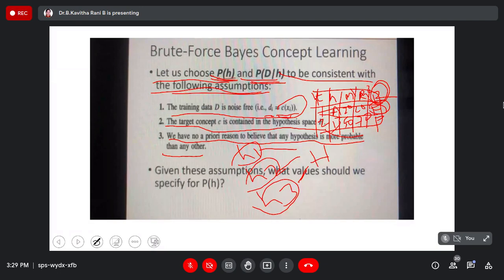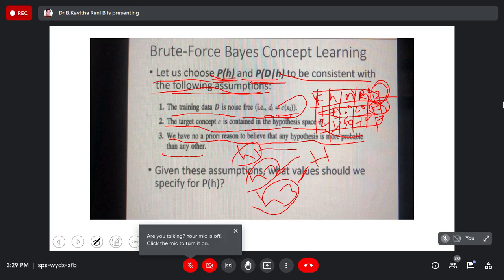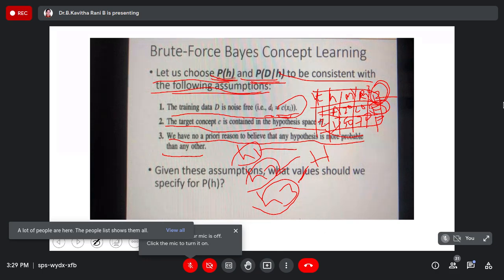So what we have to do is train the model, make the machine learn from the training examples which are given, calculate the probability for all the hypotheses, and find out the hypotheses which have maximum probability of being consistent with that particular training example. So that is called MAP. MAP is nothing but maximum a posteriori hypothesis.